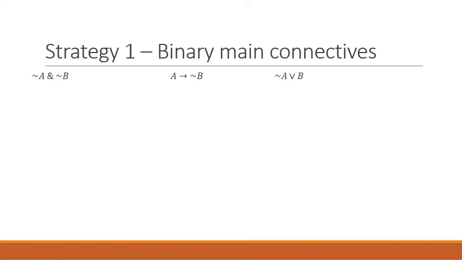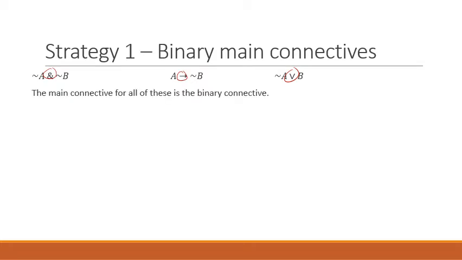With each of these sentences, in the case of the first sentence, you should understand that as a conjunction, because the main connective is the and. In the second sentence, the main connective is the arrow, the if-then, and in the third sentence it is the or. So all of these sentences are binaries, right? In the case of number one, it is a conjunction. In the case of number two, a conditional, and the last example is a disjunction.